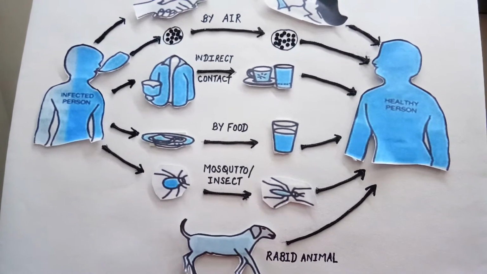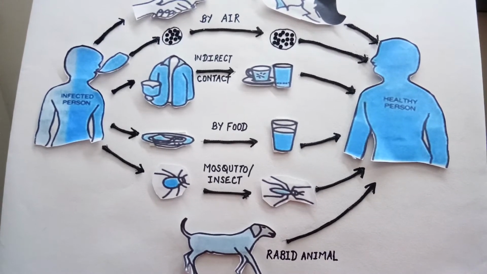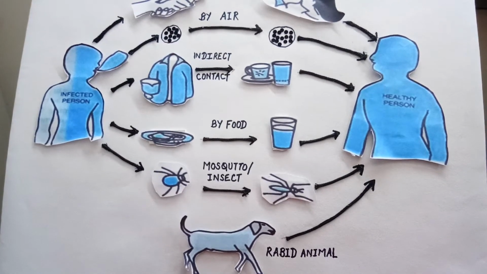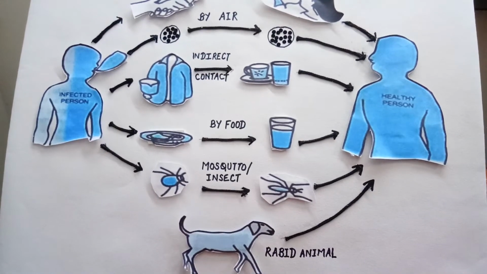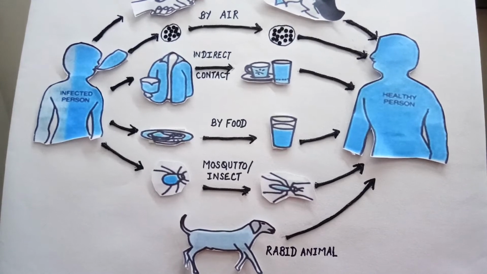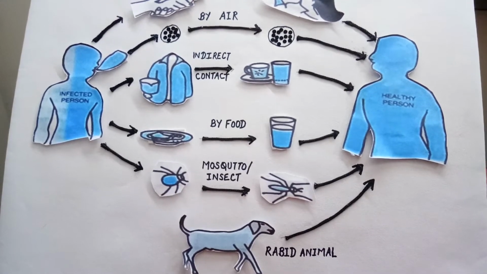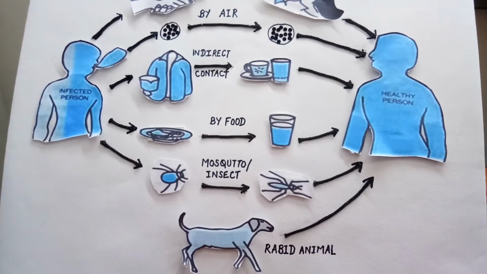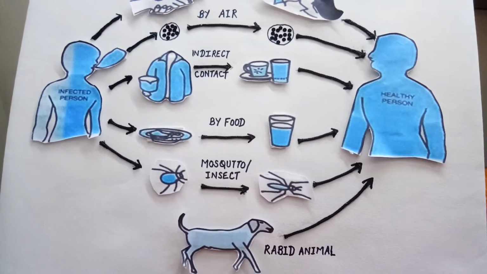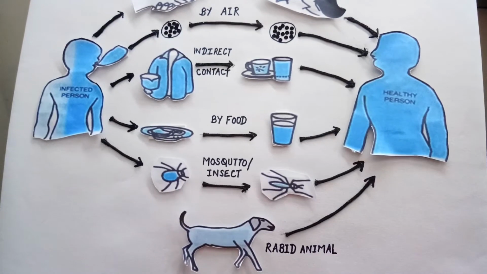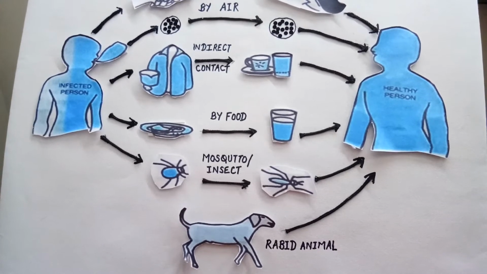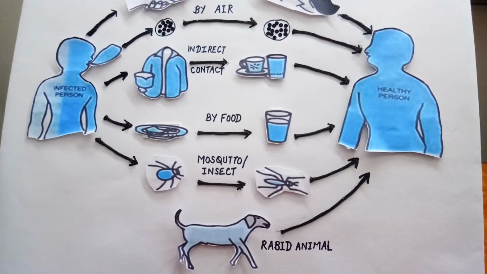Then we come to those diseases which spread through food or water: jaundice, typhoid, cholera. These are the diseases that spread through water. Now, if we think about malaria and dengue, these diseases get transmitted by vectors, because the pathogen is carried by the vector from the infected person to the healthy person.